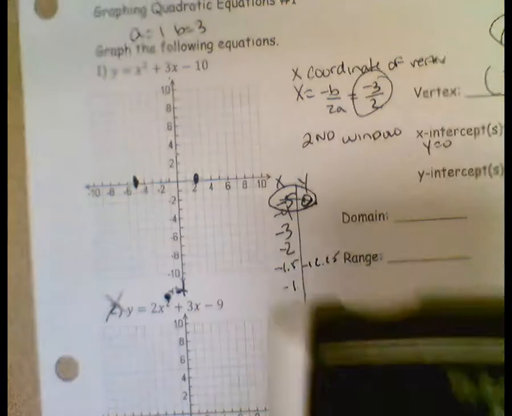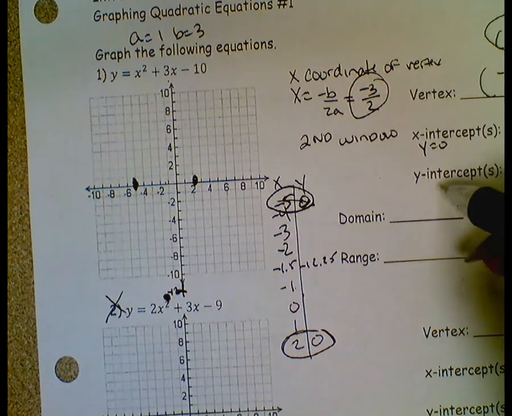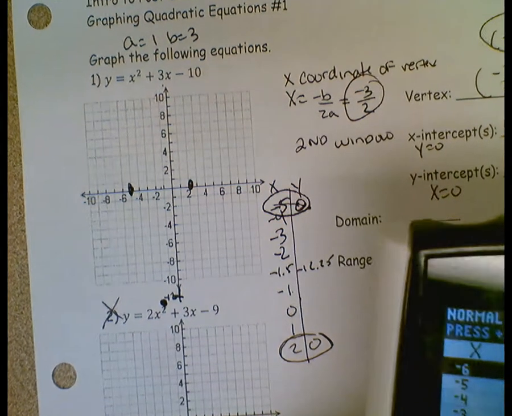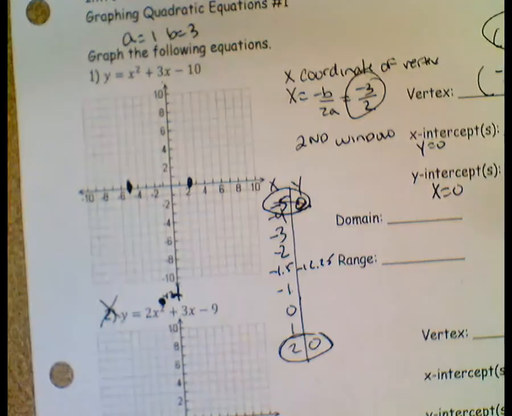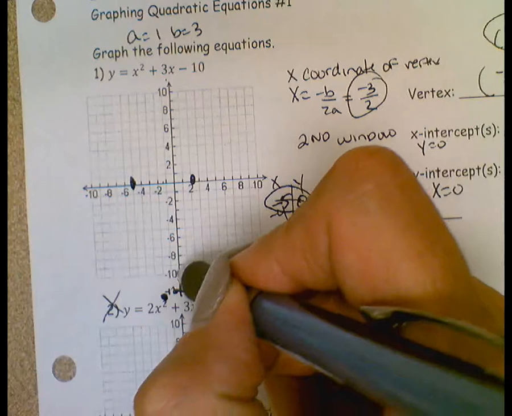Okay. The other important number is, what is the y-intercept? The y-intercept is when x is 0. So find when x is 0. There it is. 0, negative 10. Do you see that? 0, negative 10. That's an important number. So I'm going to put 0, negative 10 here, and I'm going to plot it. 0, negative 10 is right there.